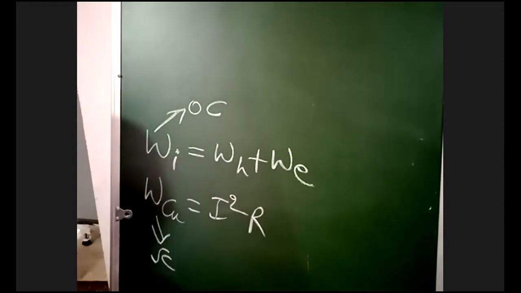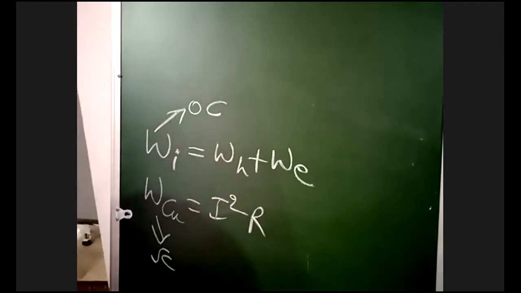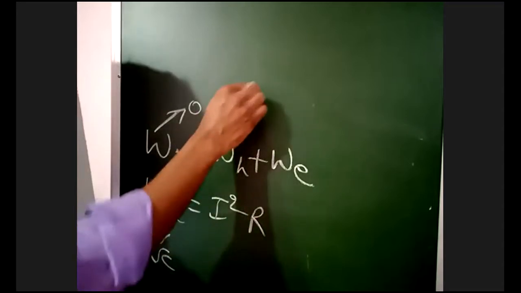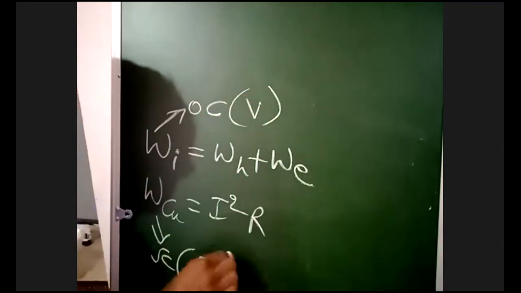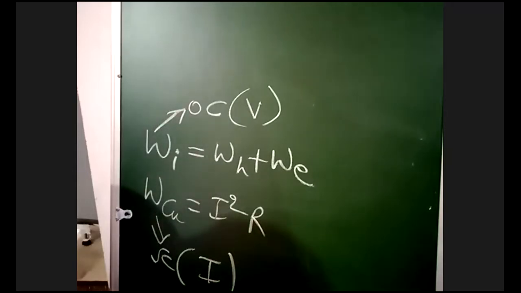So in open circuit, what will you have, voltage or current? Voltage. In open circuit, voltage will be there. In short circuit, current will flow.